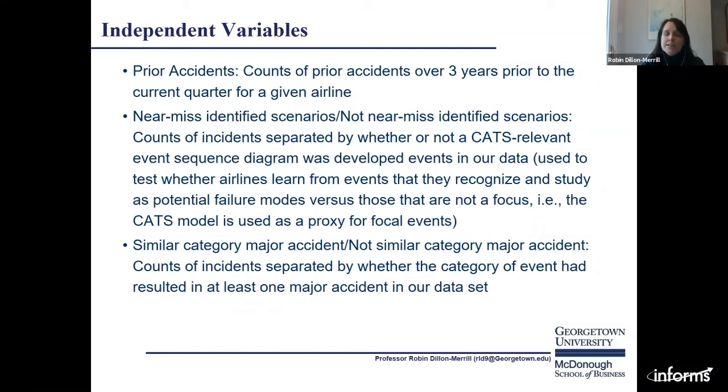And so this was our proxy for focal events. The other independent variables were whether this incident, this near miss, was from a similar category as had a major accident previously, or whether this was from a category that had never had a major accident. So we also had counts of incidents separated by whether the category of the event had resulted in at least one major accident in our data set, or was this something that had never resulted in a major accident.